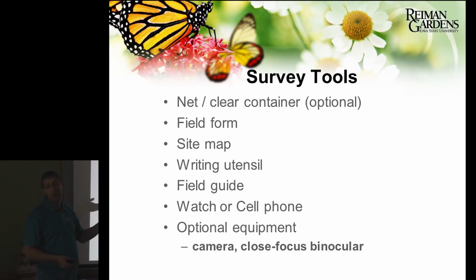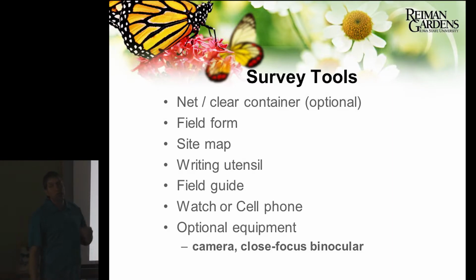Take your field form out with you when you go. Even if you're going to be recording on the app, it's not a bad idea to have a field form with you in case your phone happens to die while you're out surveying, so that you can then transfer over and use the field forms. Site map, especially if you're new to surveying the butterflies, or if you've got somebody who's never surveyed before, so they can see the different sections on the route. Have a map so you know where you're going and what the different sections are.